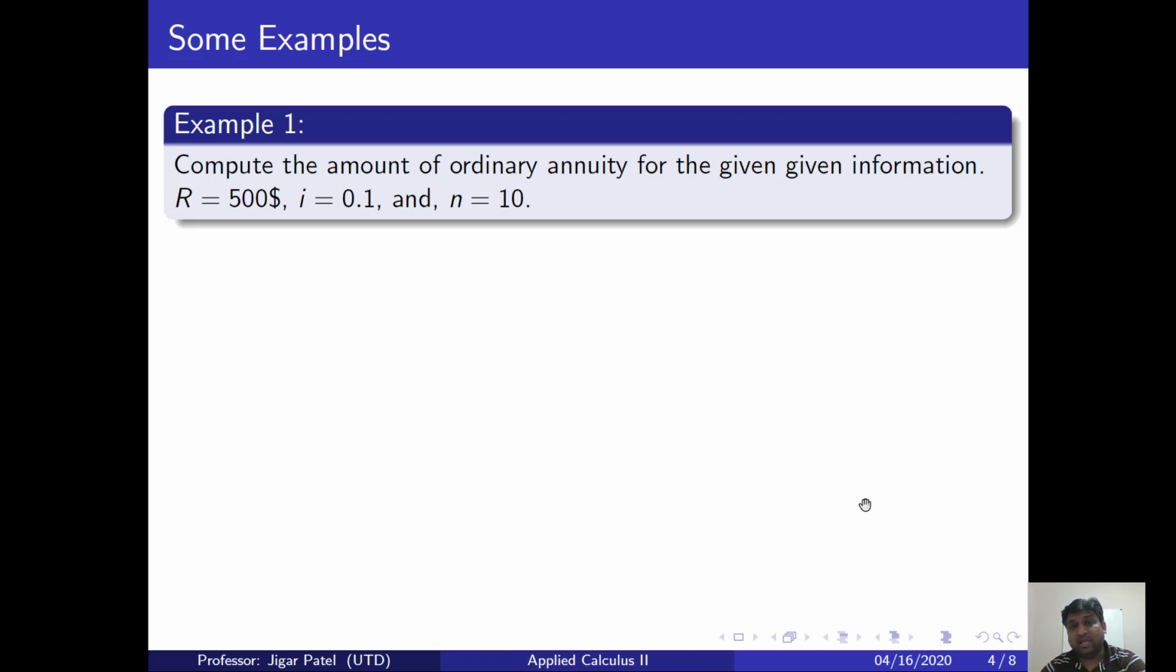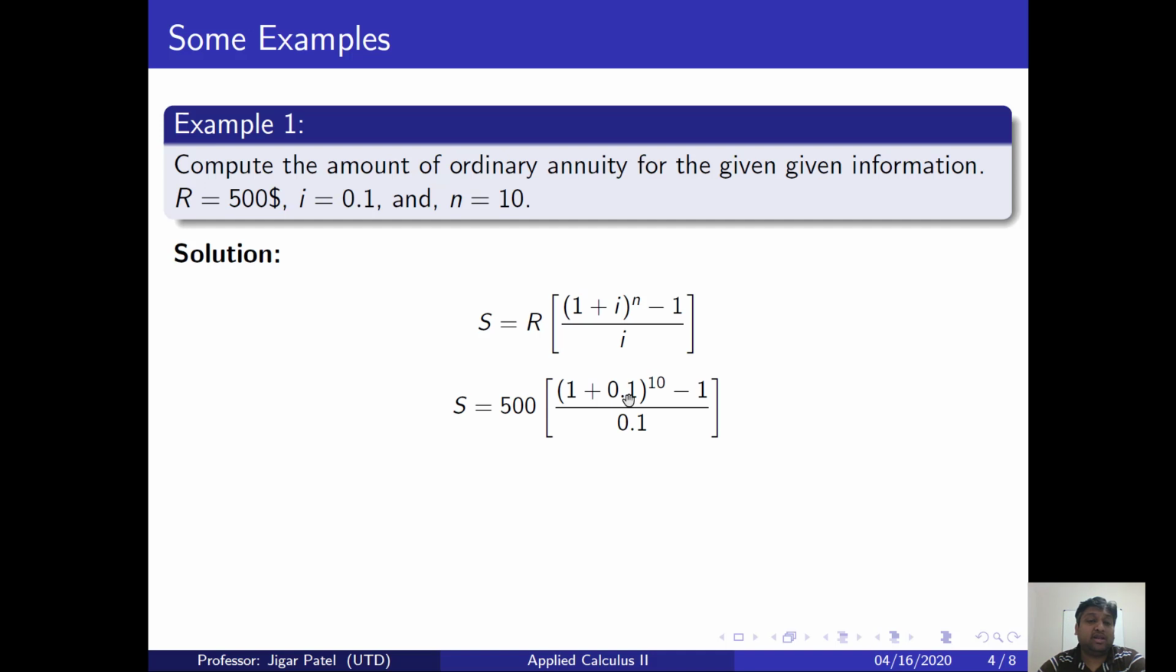What amount will he get at the end of the 10th year? Okay, all right, so here is the solution. I'm going to use that formula, S equal to R times (1 plus i) to the n minus 1, divided by i. As you see, R, i and n are given. I'm going to plug their values in here, and then I will compute the total annuity.